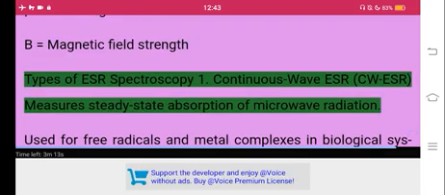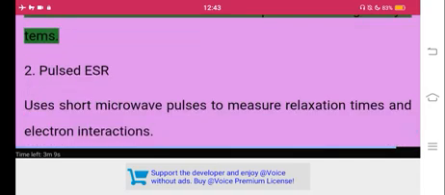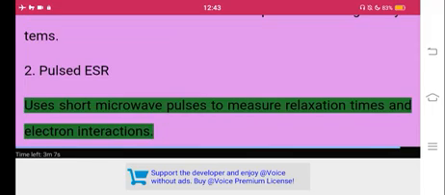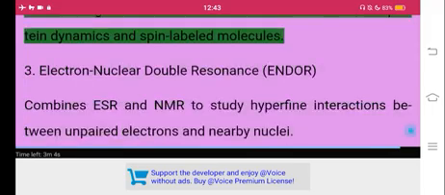Types of ESR spectroscopy. 1. Continuous wave ESR, CW-ESR, measures steady state absorption of microwave radiation. Used for free radicals and metal complexes in biological systems. 2. Pulsed ESR. Uses short microwave pulses to measure relaxation times in electron interactions. Provides higher resolution and structural information on protein dynamics and spin-labeled molecules.